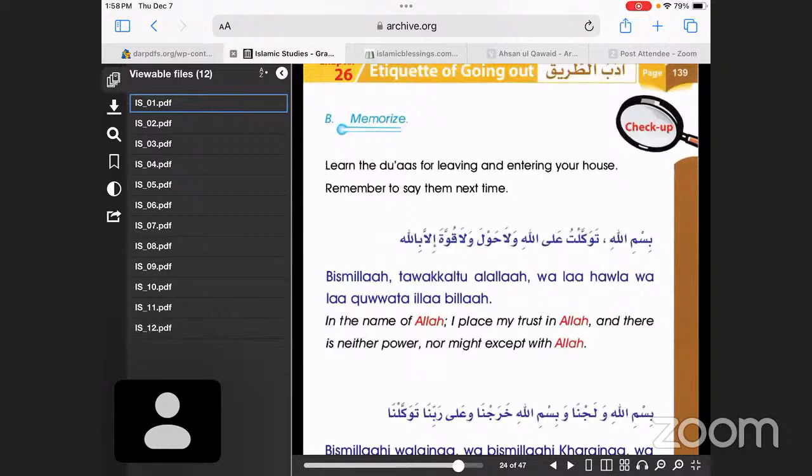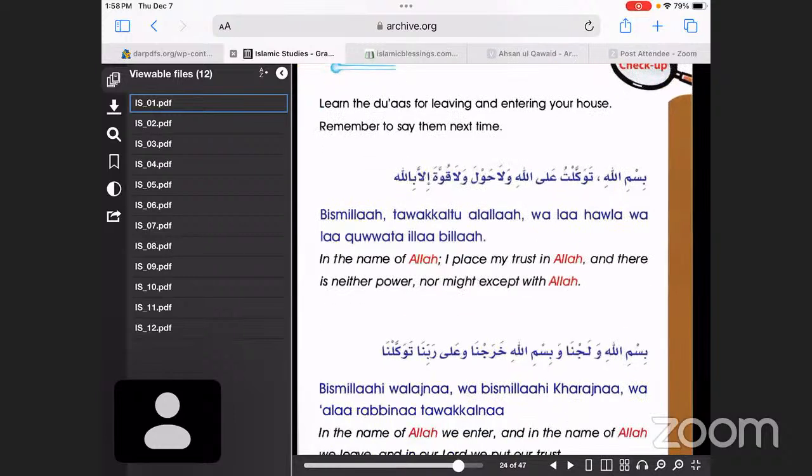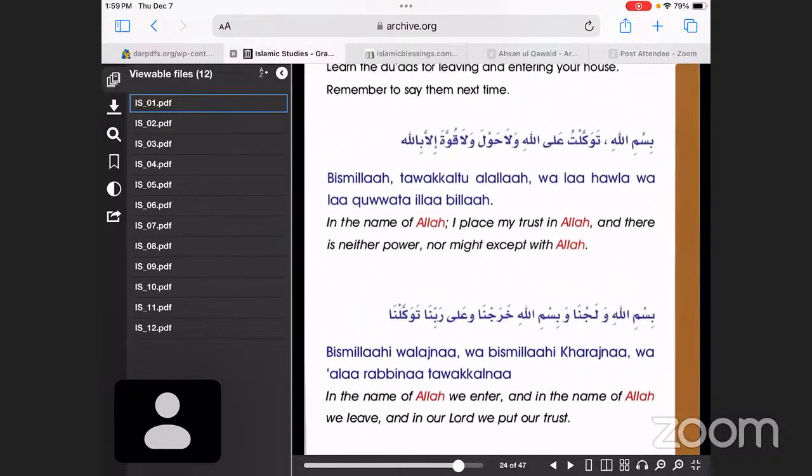Now the homework is just to learn the dua before entering and before leaving home. Teacher, I already know this. Good. Whoever doesn't know, please memorize this.